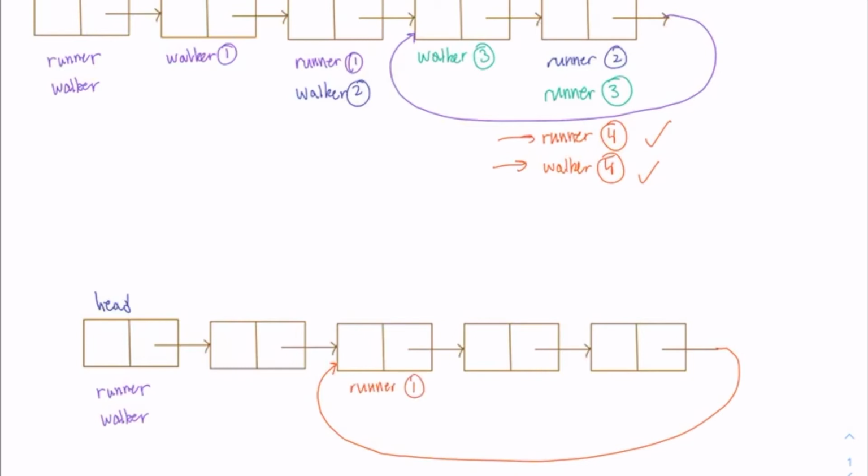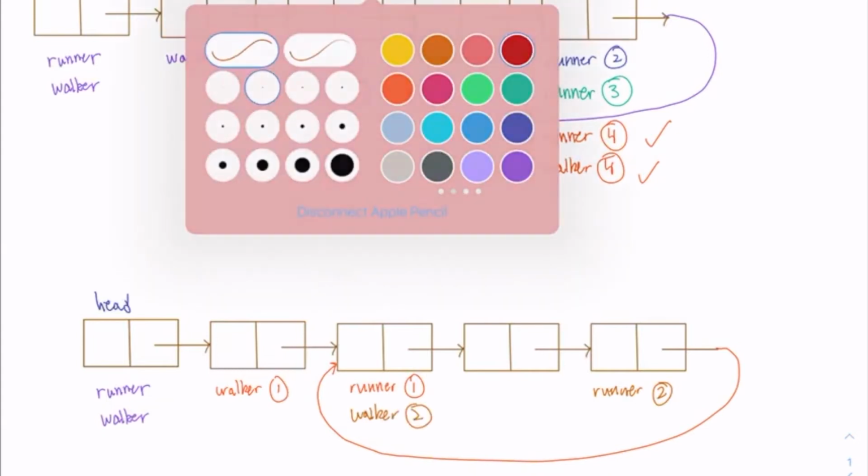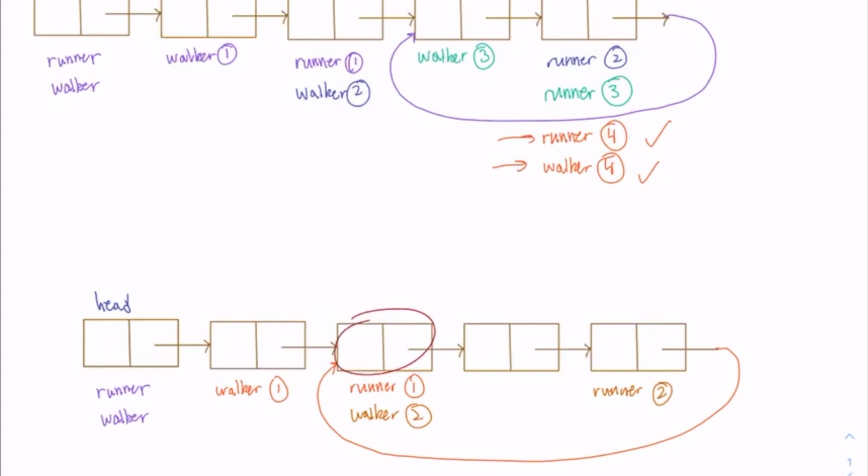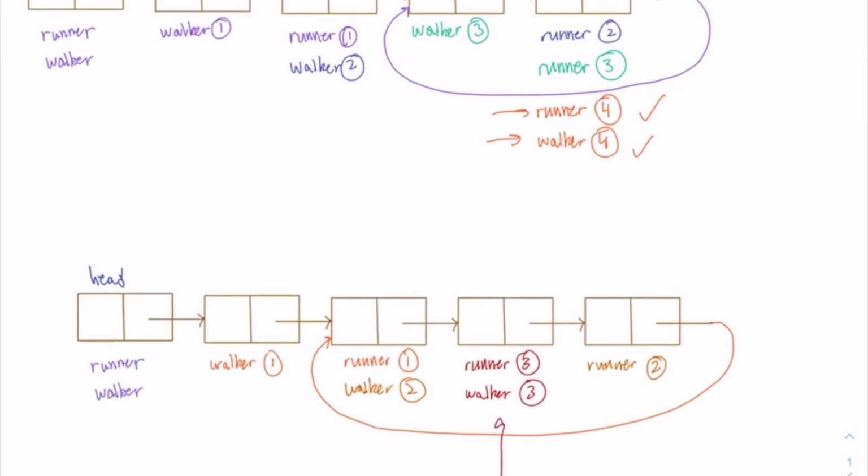So runner here, walker here, runner here, walker here. Runner is going to skip this node and go to this node. So runner is here, walker is here. And we've finished showing that runner and walker have showed up on the same node, and because of that we can prove that this linked list has a cycle.